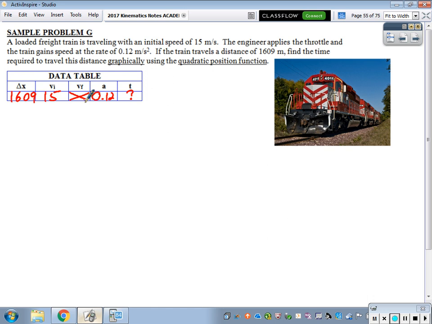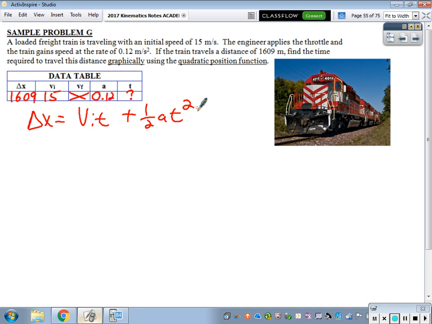Now, according to what we've done to this point, we would then use the fact that we don't have V final, we have to use the equation that does not have V final in it. Which, since we know our kinematic equations, is delta x equals VIT plus 1/2 AT squared.